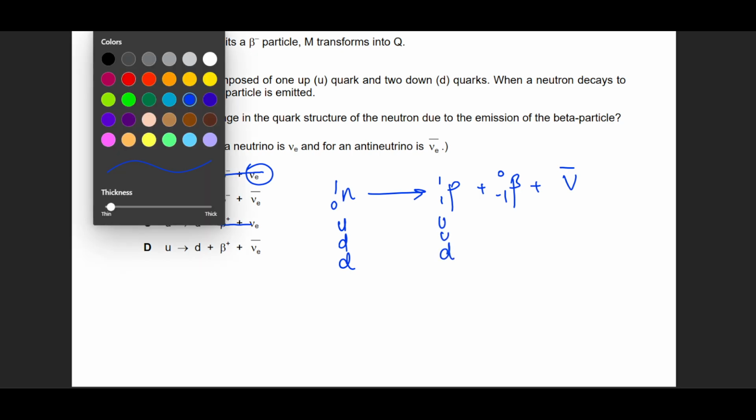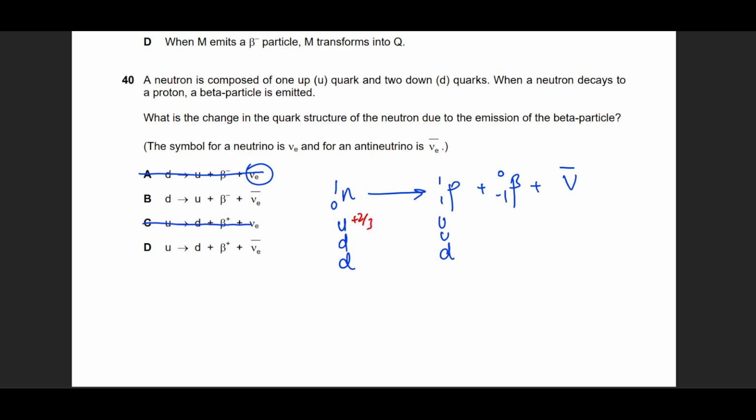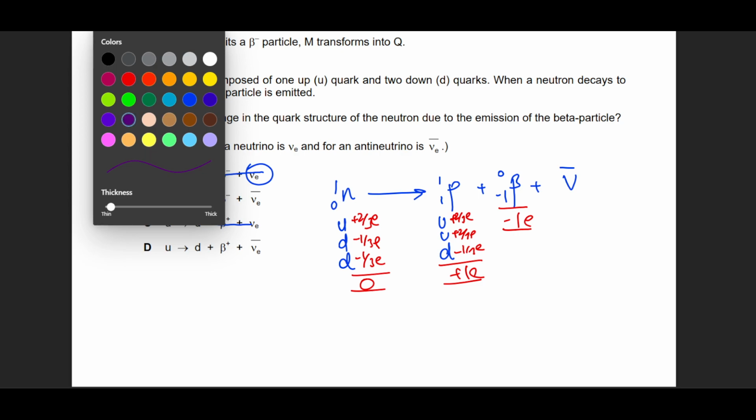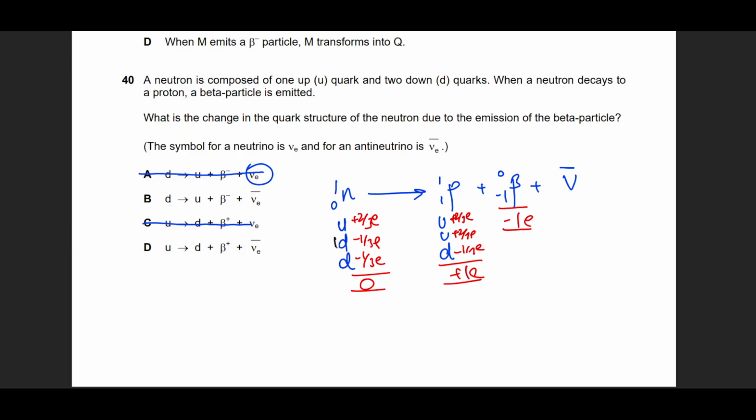Now this is your job to memorize this. And we know that up has a charge of plus 2 by 3e. This is minus 1 by 3e. This is minus 1 by 3e. Overall charge 0. This is plus 2 by 3e. This is plus 2 by 3e. This is minus 1 by 3e. Overall charge plus 1. This overall charge becomes minus 1e at least. So the closest option was that a down actually changes to an up. If you observe this, a down has changed into an up. So a down changes to up, releasing a beta negative and an antineutrino. B was the correct answer.